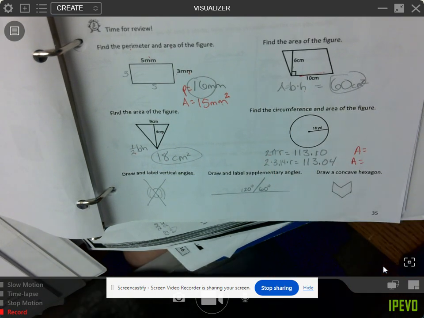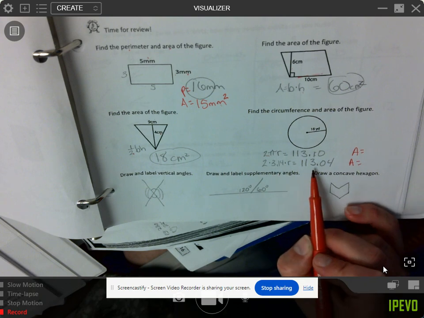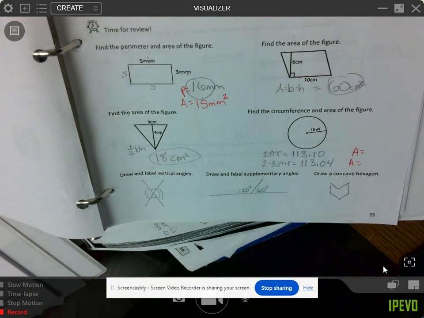If you use the symbol, you got 113.10. And if you multiplied it by the 3.14, you got 113.04. Remember, we round it to the hundredth place. And we do have to have correct rounding.